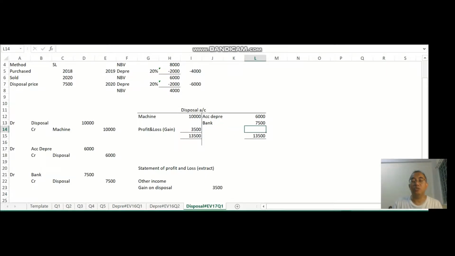So again, you need to do the journals and then you will know whether it will be a gain or loss. If you have a loss, in the statement of profit and loss accounts, you put it under expenses, and then your expenses become higher and your profit will become lower. So maybe we can see question 2 for the understanding.